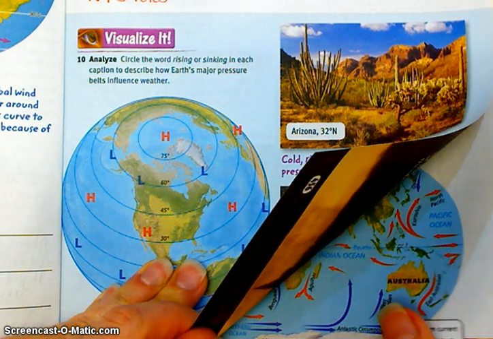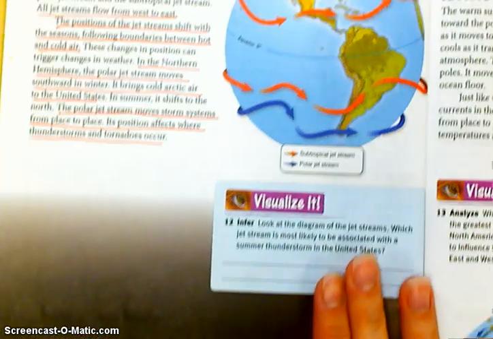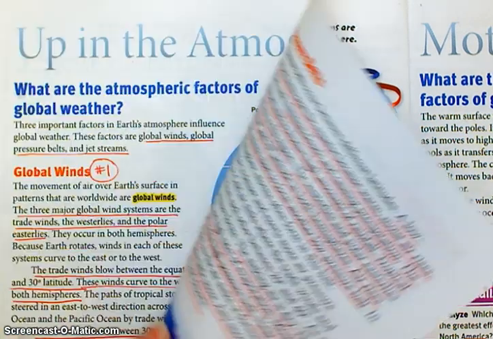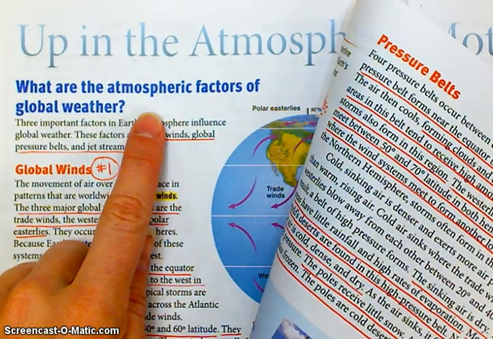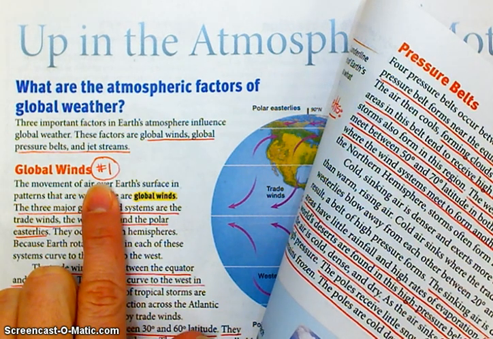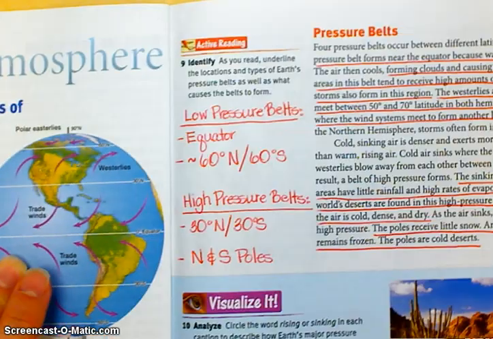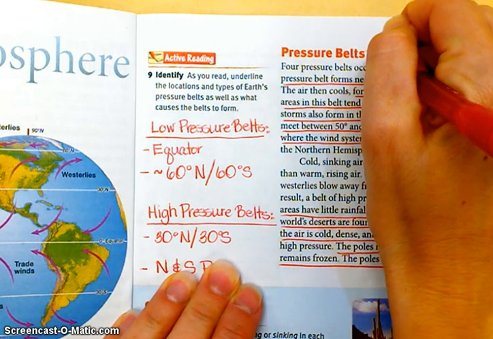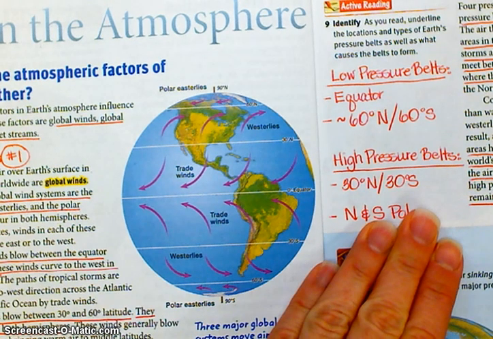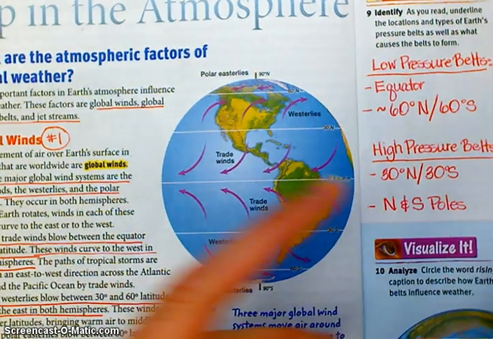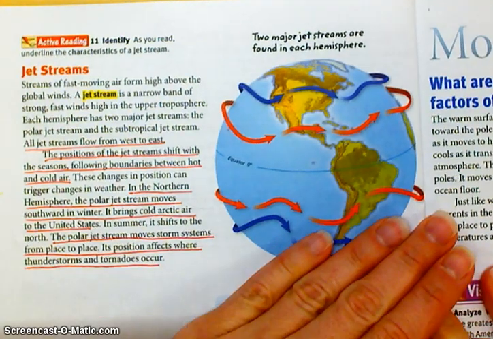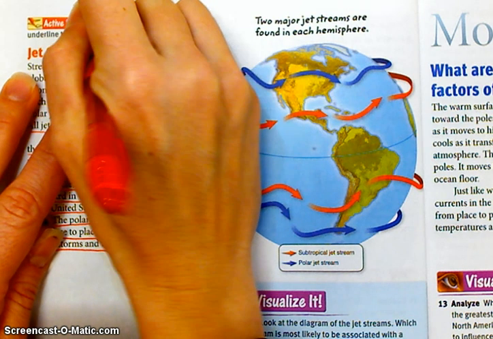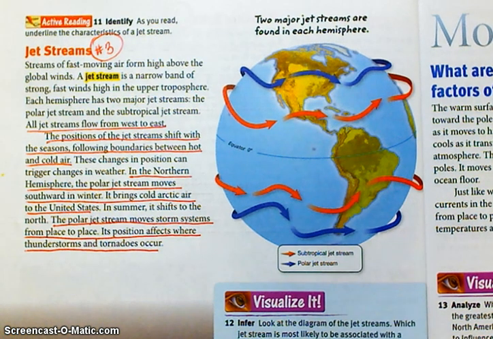All right, we're going to go to page 456. Remember, we are talking about atmospheric factors that affect global weather. Atmospheric factor number 1 was global winds. Atmospheric factor number 2 was your pressure belts. Atmospheric factor number 3 is your jet streams. Again, this is not absolutely new because we've talked about this in previous lessons. We talked about this in lesson 1.